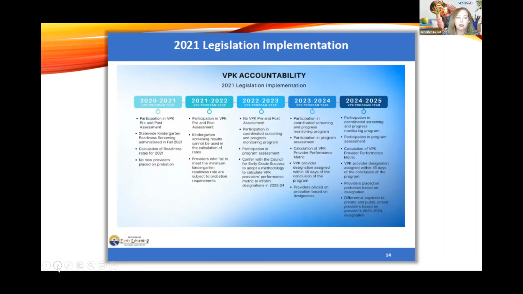And the providers who fail to meet the minimum are subject to the provider on probation requirements, additional training requirements and support. By 22-23, there will be no VPK pre and post assessment. There will be coordinated screening and progress monitoring implemented. There will be participation in a program assessment. And this is where that Council for Early Grade Success is going to help confer with the Division of Early Learning and the Department of Education to help adopt a methodology to fairly calculate your performance metric that'll be applied in the following year.